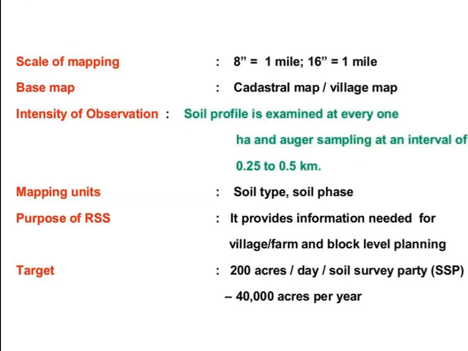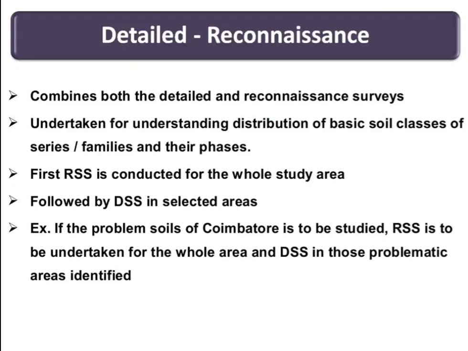Then the scale of mapping used is 8 inch equal to 1 mile and 16 inch equal to 1 mile. Then cadastral maps and visualized maps are used. For intensity of observation, the soil profile is examined at intervals, with auger sampling at 0.25 to 0.5 kilometer. Mapping needs soil types and soil phases. The purpose of the survey is to provide information needed for village, farm and block level planning. The target is 200 acres per day per soil survey party, covering 40,000 acres per year.